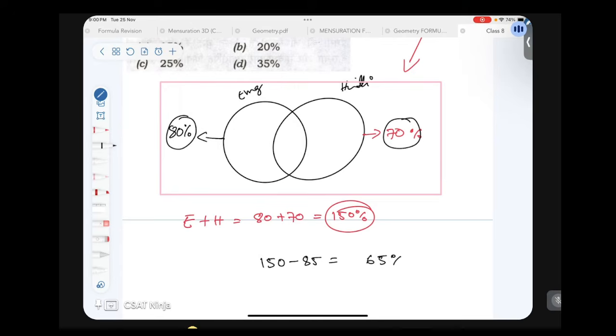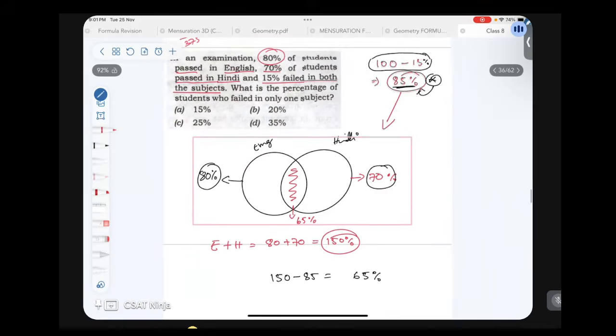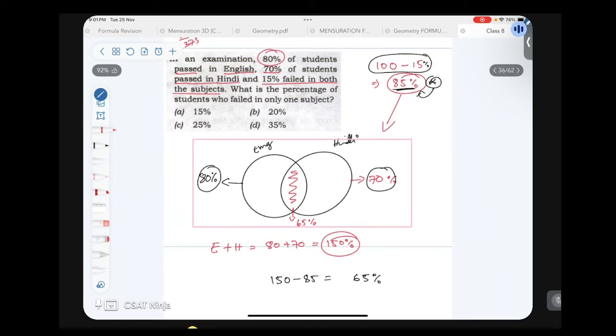So we are getting 65. So the area here is nothing but this one, I can write this one as 65. The ones who have passed in both English and Hindi is nothing but 65%. Are we clear with this? Are you guys following this? So there are 65 people, 65% who have passed in both English and Hindi.